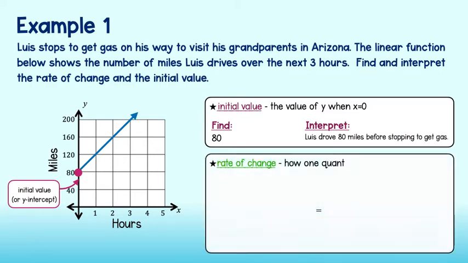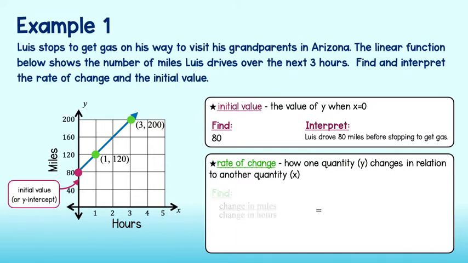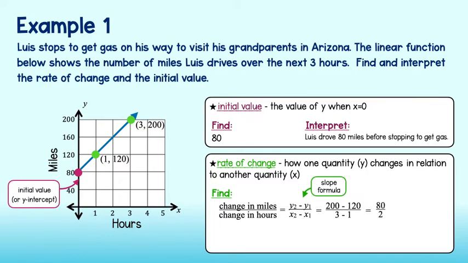Now, let's find the rate of change. The rate of change tells us how one quantity y changes in relation to another quantity x. In this case, it will tell us miles per hour. To do so, we will pick 2 points from the graph and determine the ratio of the change in miles to the change in hours, or y2 minus y1 over x2 minus x1. And yes, this is just the slope formula. We plug in 200 minus 120 and 3 minus 1 to get 80 over 2. This reduces to 40, and it tells us that Lewis is driving at a rate of 40 miles per hour.